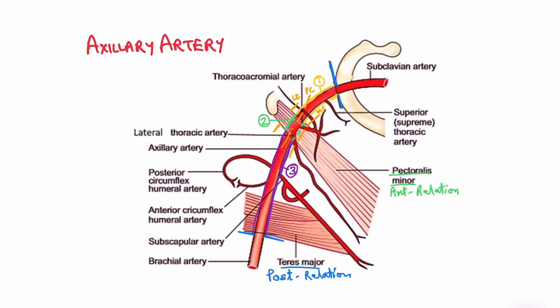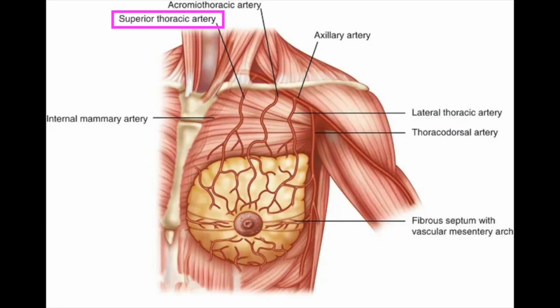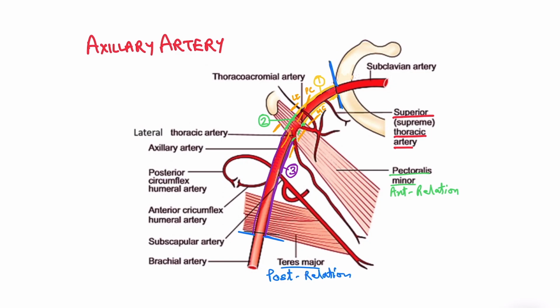It's easy for you to remember because as there are parts of this axillary artery, similar is the number of branches arising. So from the first part, only one branch arises, and that branch is the superior thoracic artery, also called the supreme thoracic artery. Remember that this artery elongates to supply blood to the breast in females. From the second part, there are two branches arising.